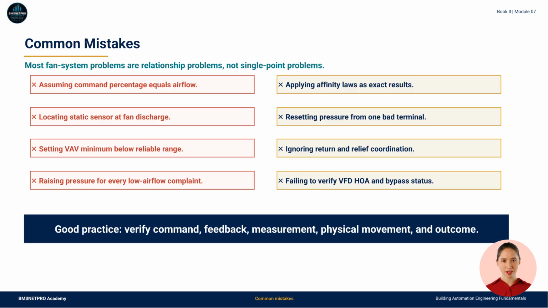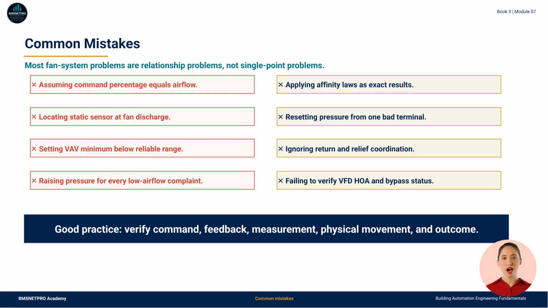Most fan system mistakes come from treating one point as the whole system. Command percentage is not airflow. Affinity laws are estimates, not exact measurements. A static pressure sensor at the wrong location can mislead the entire control strategy. One failed VAV box should not control the fan.